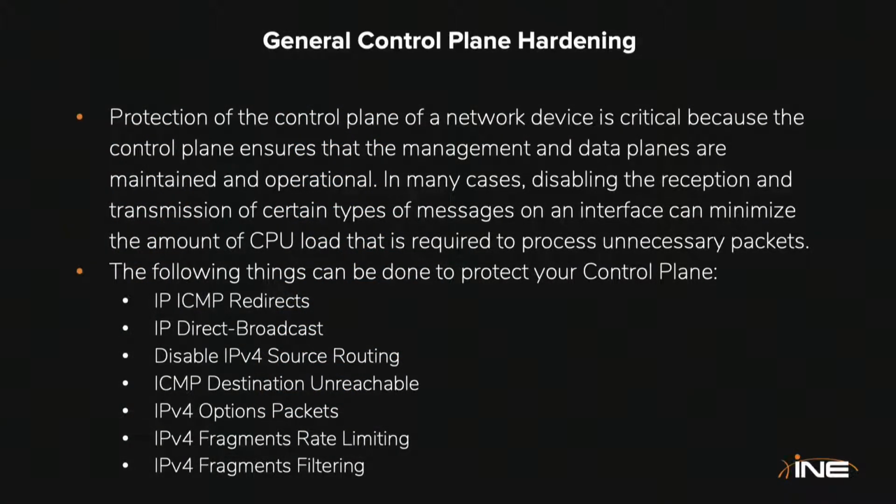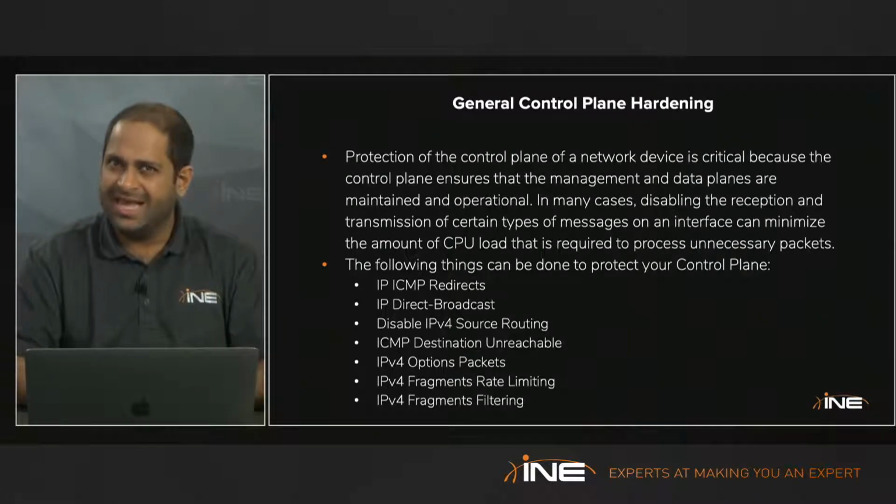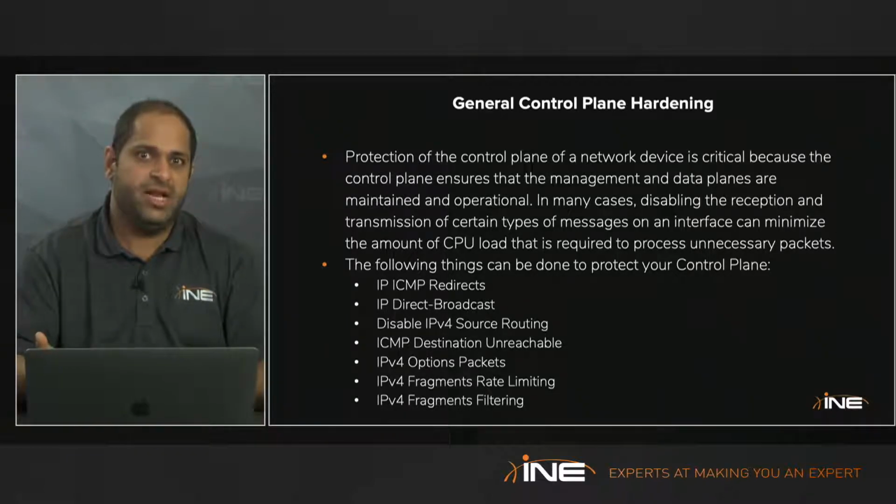The second way of protecting the control plane would be by dropping IP directed broadcast. Basically, all directed broadcast should always be dropped. Now, what exactly is directed broadcast? Is that enabled by default? Most routers have it disabled by default, but you should never enable that.